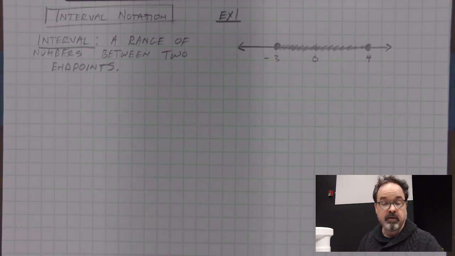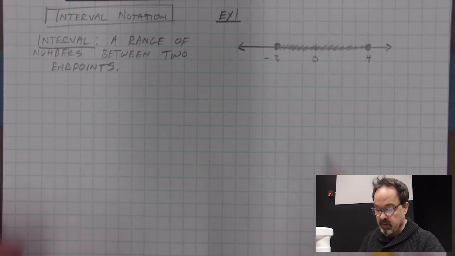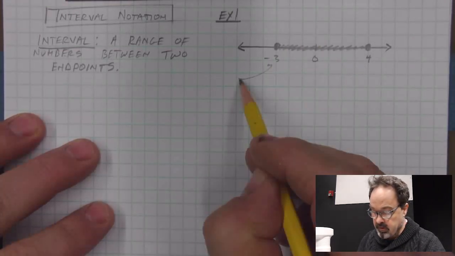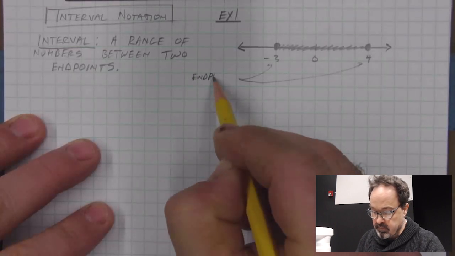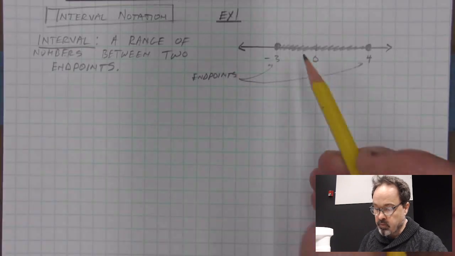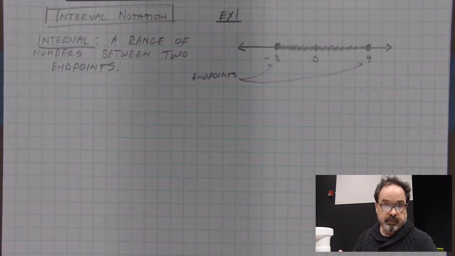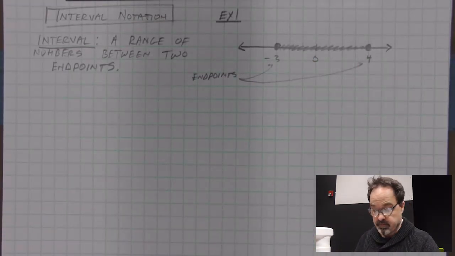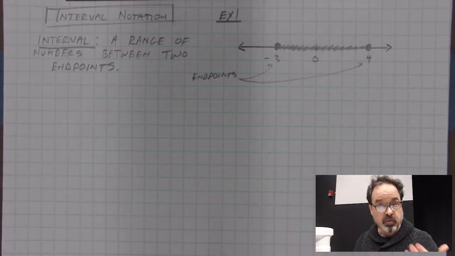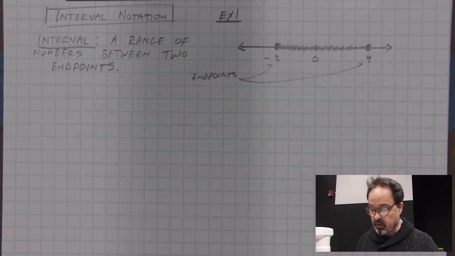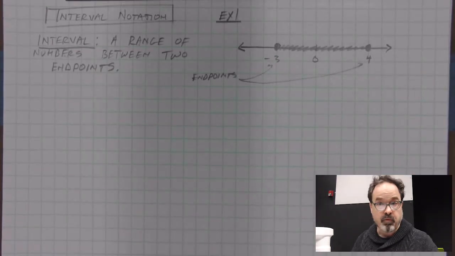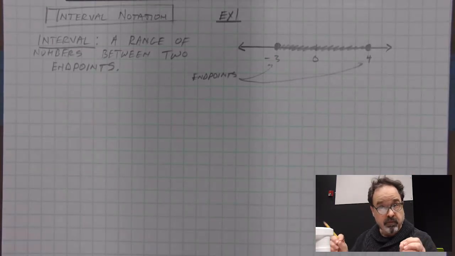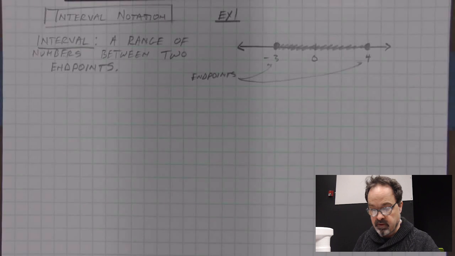That's not necessarily the notation that we're talking about. We do want to point out that these are called the endpoints. And what we've shaded in between is the numbers in between those two endpoints. So the interval is a range, in this case, between -3 and 4, all the numbers in between, including -3 and 4, because we have closed, filled-in dots at those two endpoints.